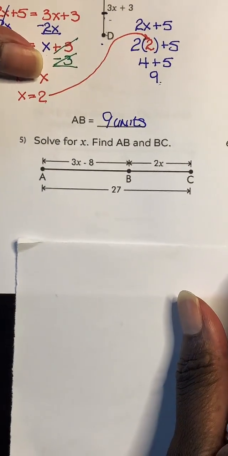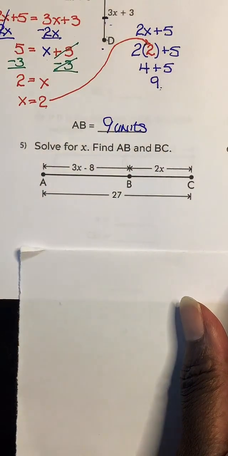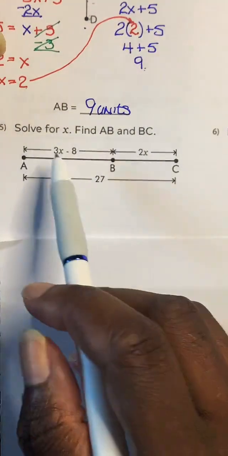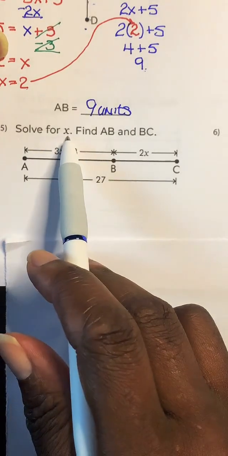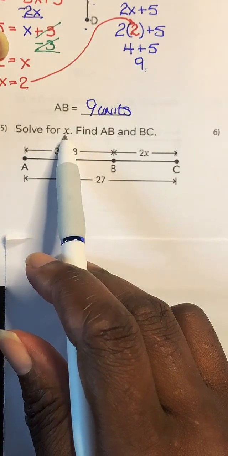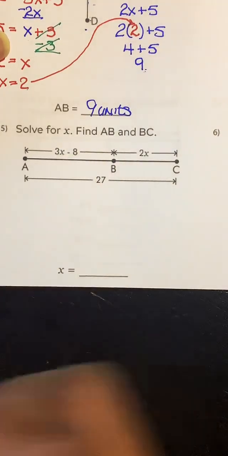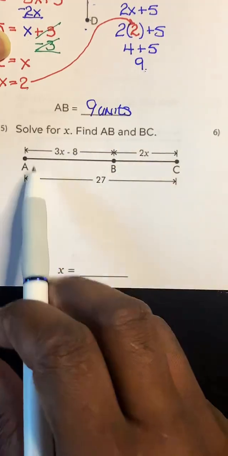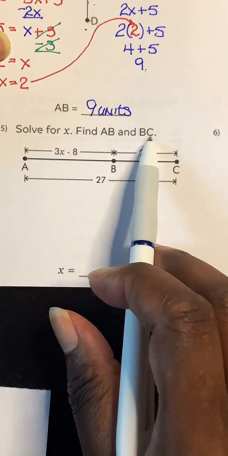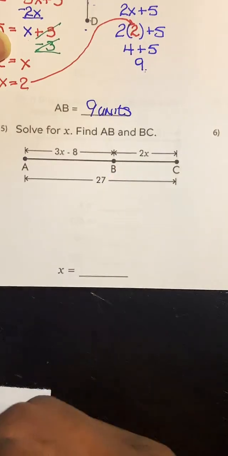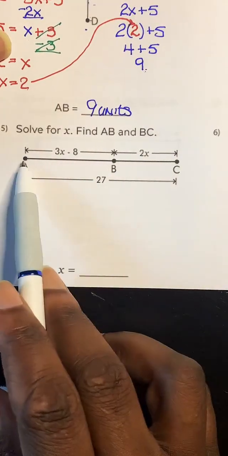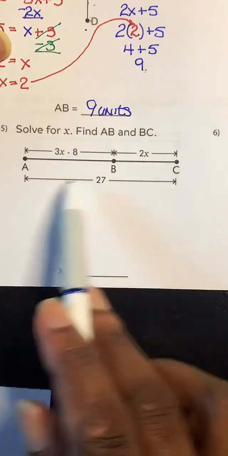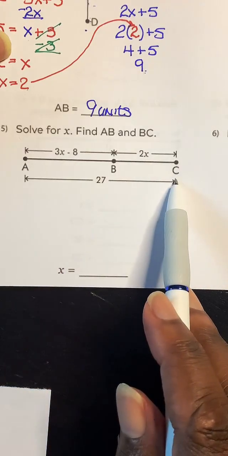All right. So here we go with another one. Let's see if I can angle it this way. Now they just want you to solve for x. Once you solve for x, then they want us to find AB, which is from here to here, and BC, which is from here to here. So they're giving us two parts, and those two parts, if I add them together, will equal that one whole.